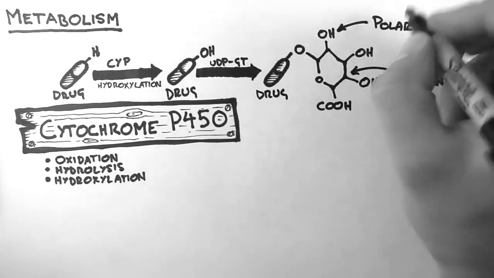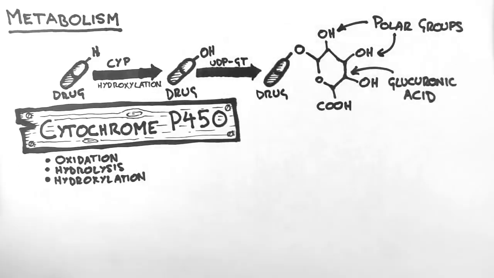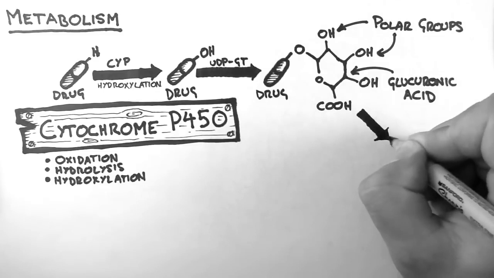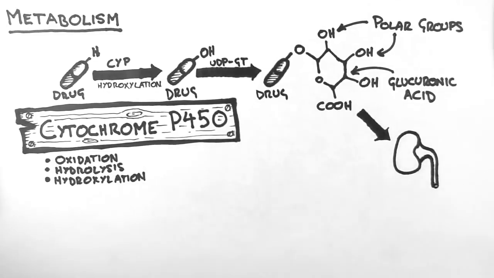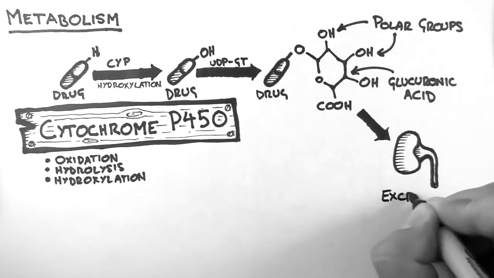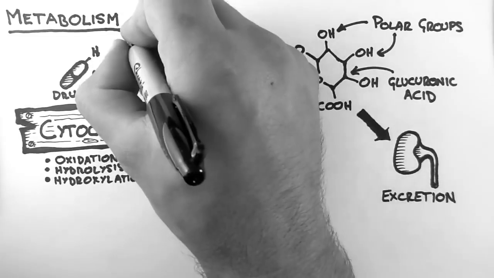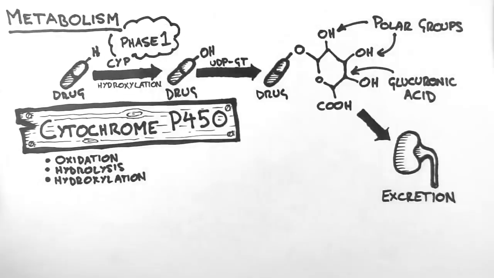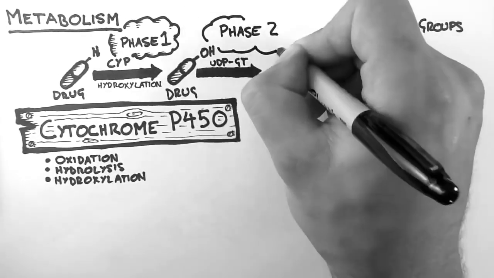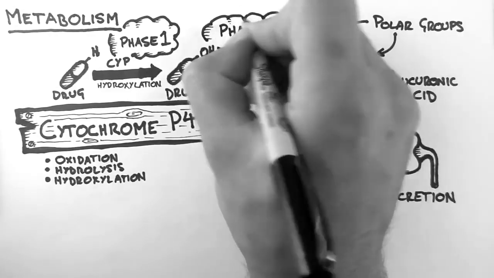Anyhow, the glucuronic acid group has many polar groups attached to it, namely 3 hydroxyl groups and a carboxylic acid group. This makes the molecule extremely water-soluble or hydrophilic. Thus the drug can be easily filtered and excreted by the kidneys. We call this first part of the process phase 1 metabolism. The second part of the process we call phase 2 metabolism.